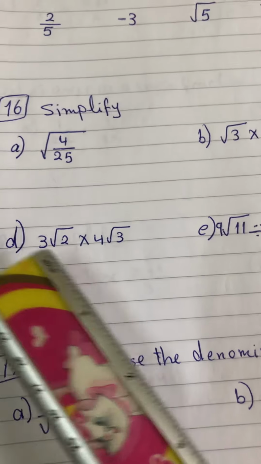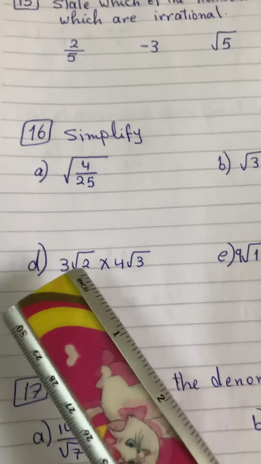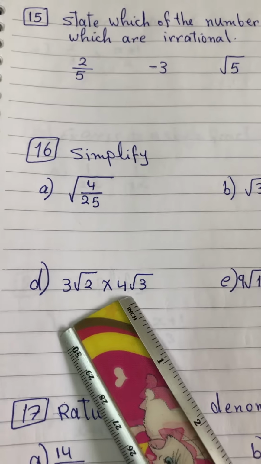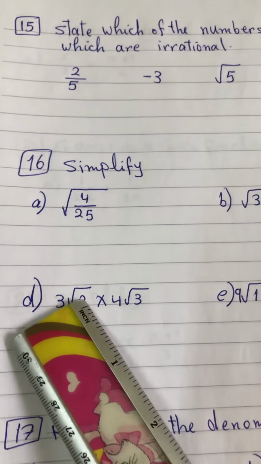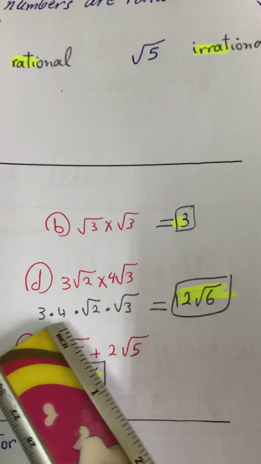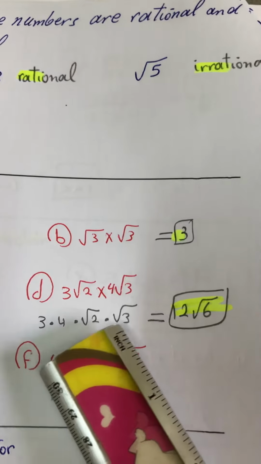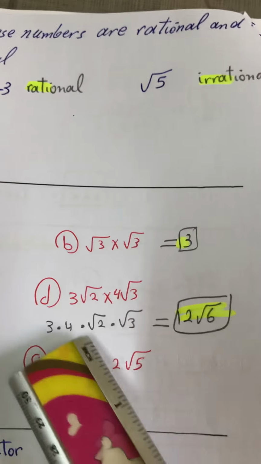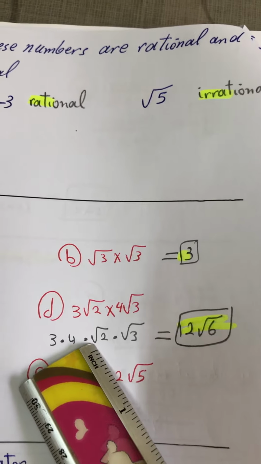Here, multiplication: you will multiply the whole numbers together and the numbers under the square root together. So 3 times 4 equals 12, and 2 times 3 equals 6 under the square root, like this. I multiply 3 times 4 with the square root of 2 times the square root of 3. So it will be 12 square root of 6.